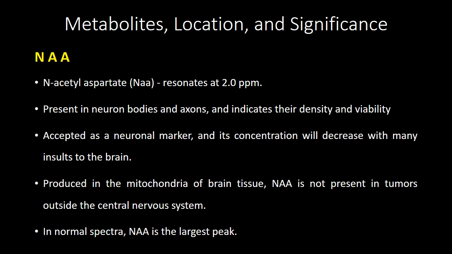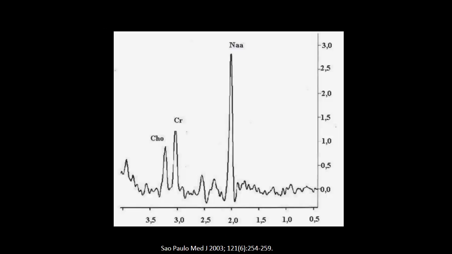First is the N-acetyl aspartate, which resonates at 2 ppm. It is present in the neuronal bodies and axons, and it indicates their viability. Therefore, it is accepted as a neuronal marker, and it is produced in the mitochondria of brain tissue, therefore not present in tumors outside the central nervous system. In normal spectra, this has the largest peak. So at 2 ppm, we get the peak of N-acetyl aspartate.